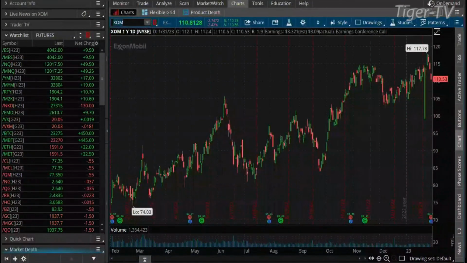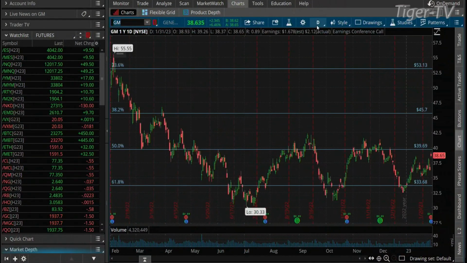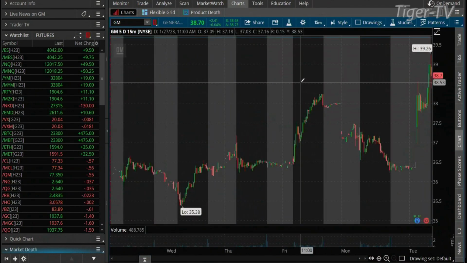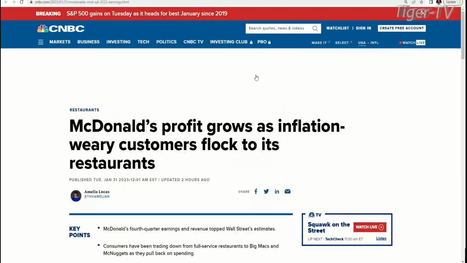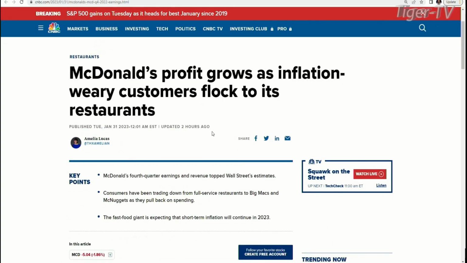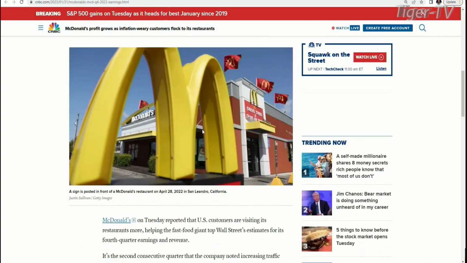And jumping over to GM, there's a pop for you, up about 6.4% to start things off, from 36.50 to about 38.70. Jump over to McDonald's with their numbers, trading down by about 1.7%. McDonald's numbers: profit grows as inflation-wary customers flock to its restaurants, but not up to expectations.